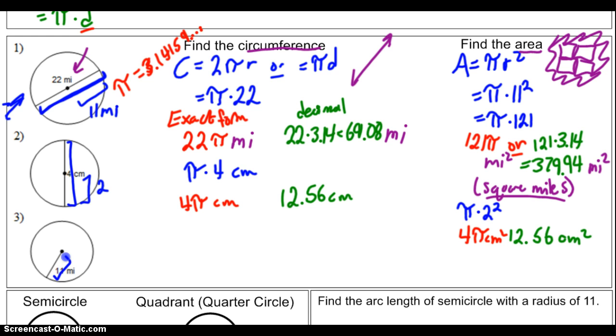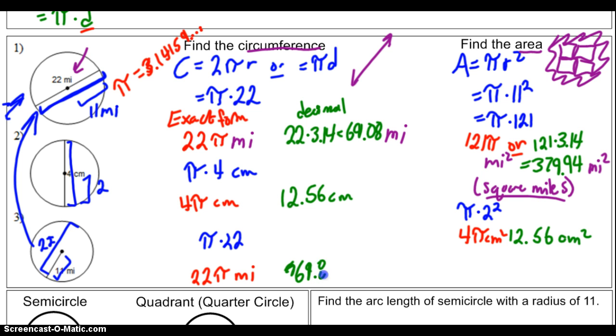And for number 3, well, look at this. Number 3, the radius is 11, so the diameter would be 22. And this is actually the same exact problem as number 1. So just like number 1, I've got my circumference is pi times 22. In exact form, that is 22 pi miles. In decimal form, that is 69.08 miles.